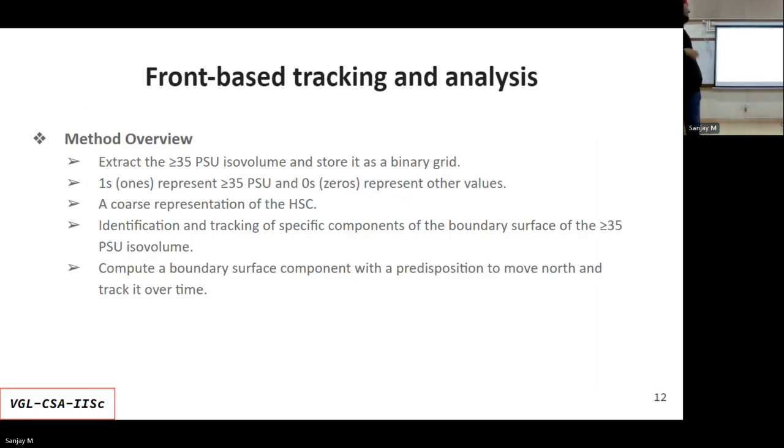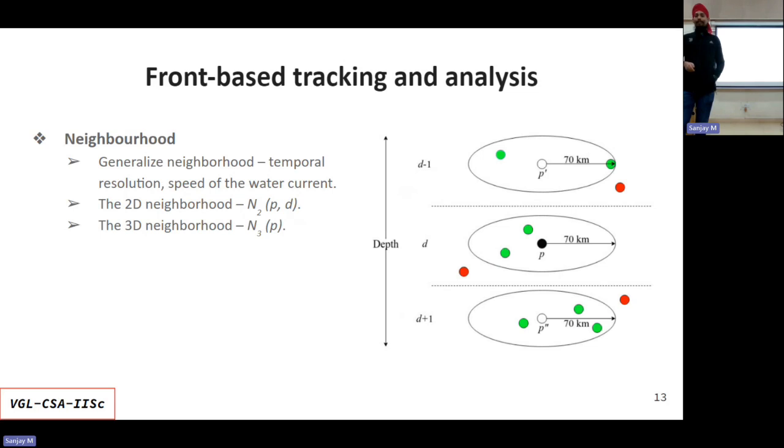So the overview is you extract that iso volume greater than or equal to 35. That basically gives you a coarse representation of the high salinity core, and then you extract its north-facing front, north-facing boundary, and then you want to track that over time. That north-facing boundary, I would use the word surface front for it from now on. So we'll just call it surface front, and we want to track it over time.